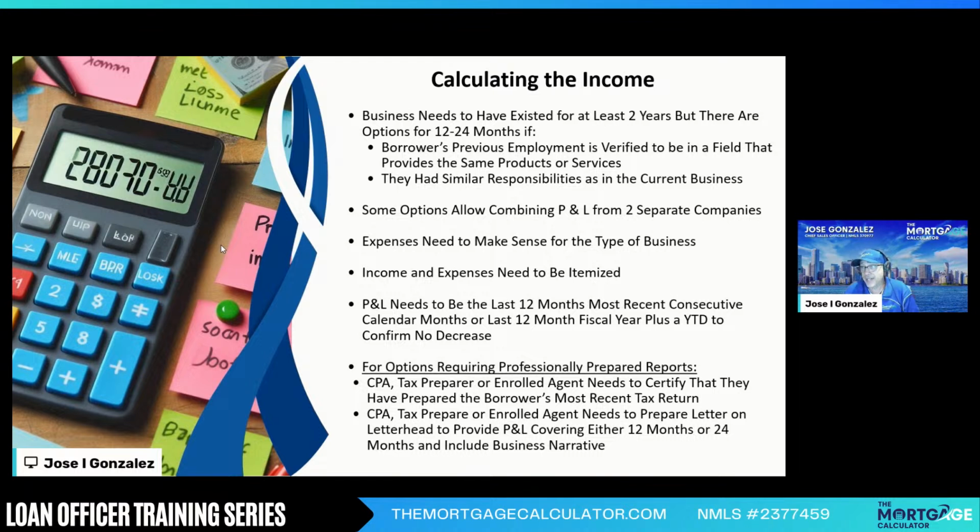Now, keep in mind, and again, this is where you have to read the guidelines and review, that some options allow combining profit and loss reports from 2 separate companies. Keep in mind, these companies have to exist for the amount of time needed. Now, however, I actually had the situation where they had one company, Company A, but then they moved from New York to Florida and they had to start another company in Florida. They had to do an LLC for Florida when they wanted to, for whatever reason, they needed to do it.